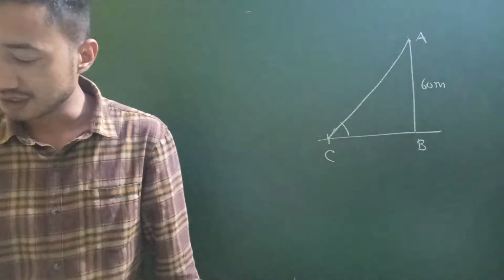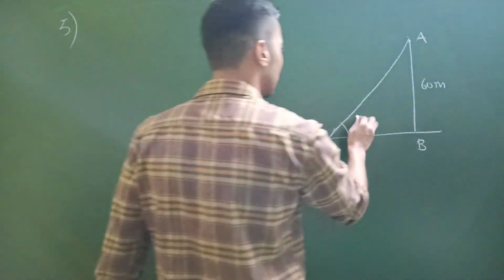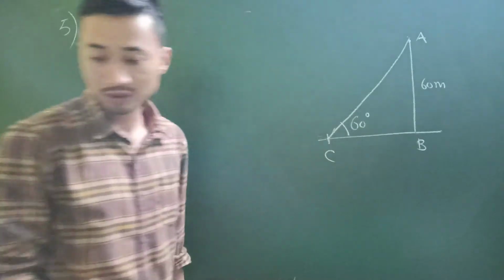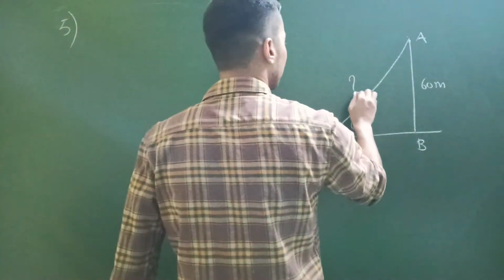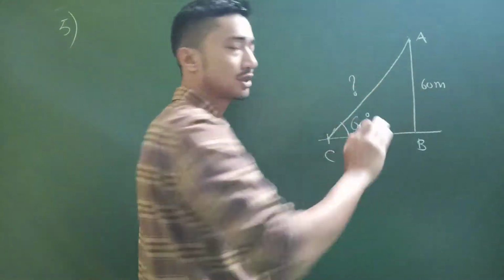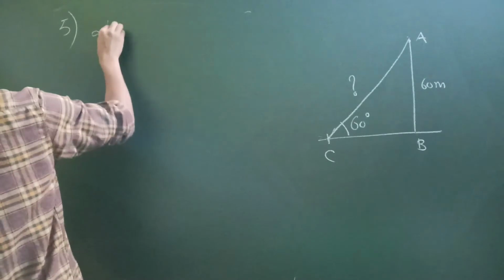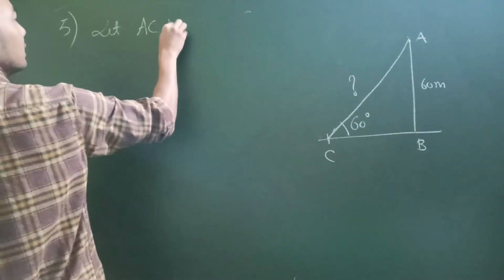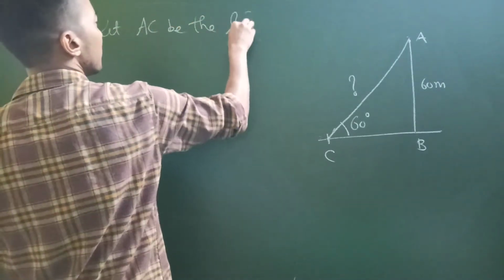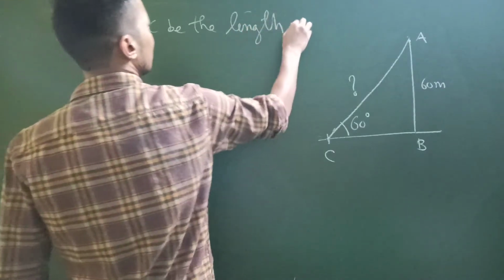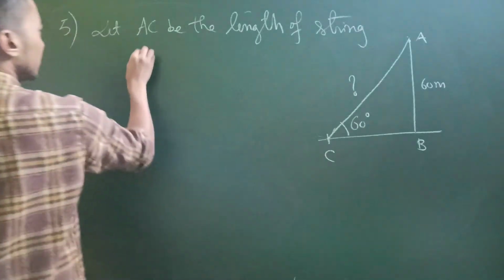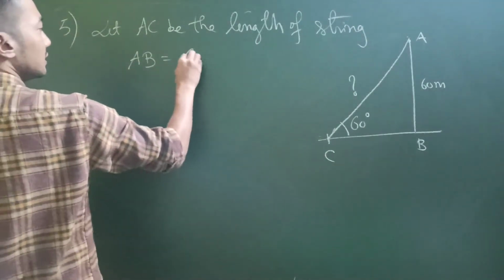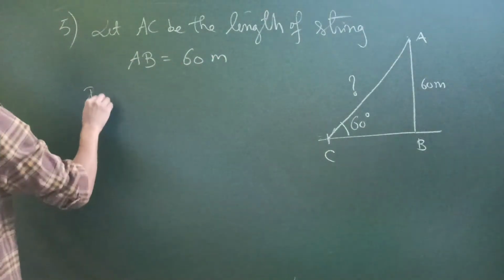There is no slack in the string, and that angle is 60 degrees. What are we supposed to find out here? The length of the string. This is the string here. So perpendicular by hypotenuse. Which ratio? Sine, isn't it? Let AC be the length of the string. AB height 60 meters. Straight away, let's go to the solution.